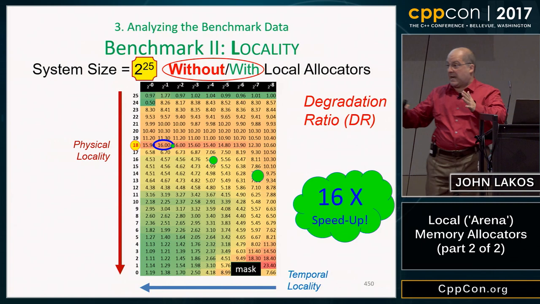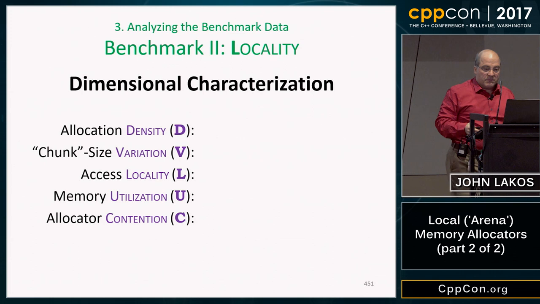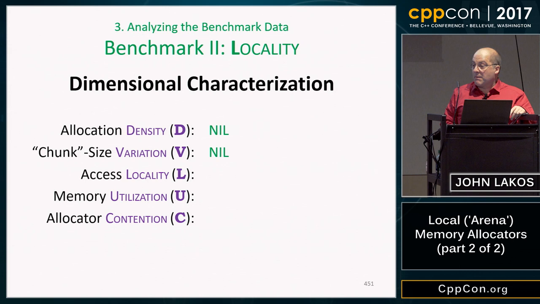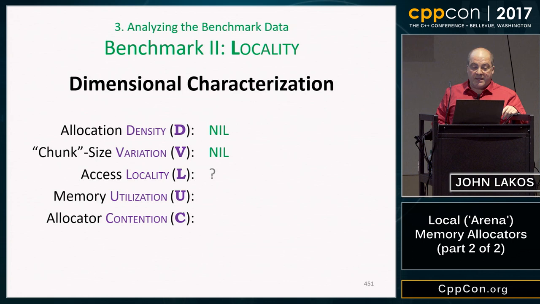This is typical. So hopefully that will... Anyway, for this one, the allocation density is nil compared to what we're doing. The chunk size variation is nil. The access locality, that's what we're measuring. The memory utilization is one because we build it up, use it, and tear it down, and there's no contention.